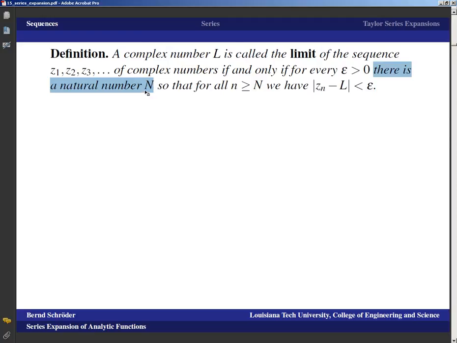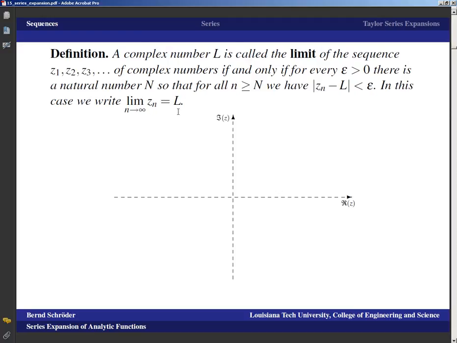Well, this time it's a capital N because the inputs are natural numbers, so that for everything beyond that threshold, which in this case would be for all the large n's, just like for limits of functions it was |z minus c0| smaller than delta, we have that the distance between the value and the limit is smaller than epsilon. So this is built after exactly the same scheme as the limit of a function at a point. And in this case, we then also write that the limit as n goes to infinity of Zn is equal to L.